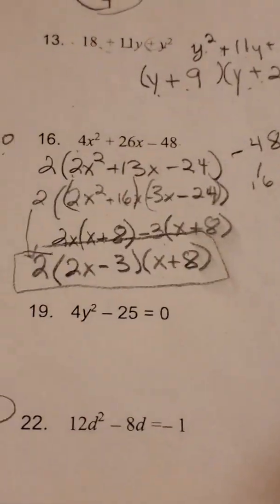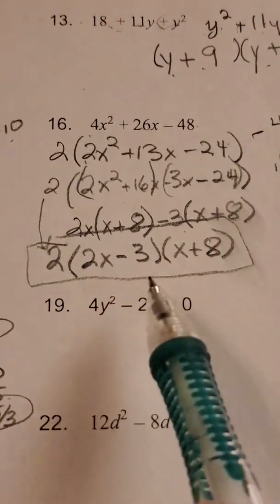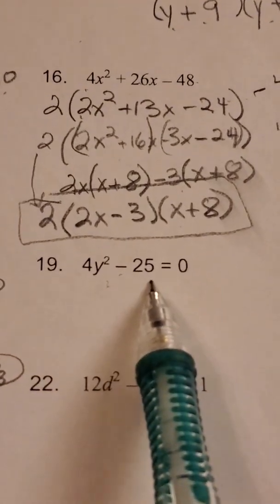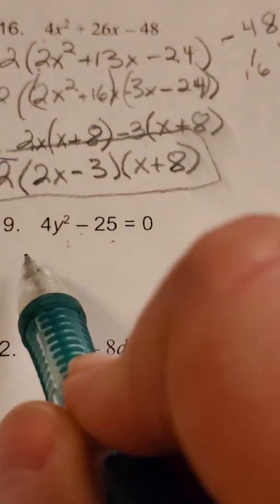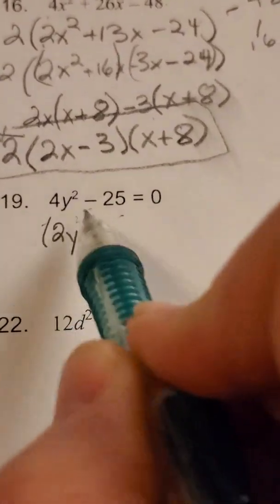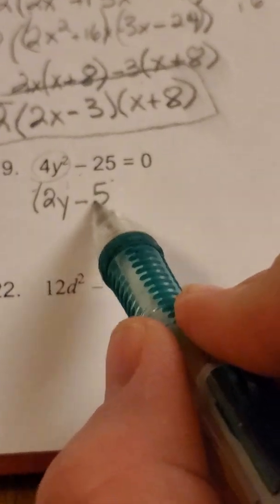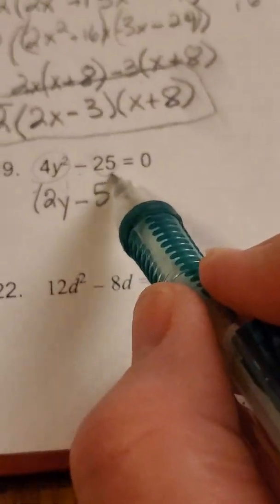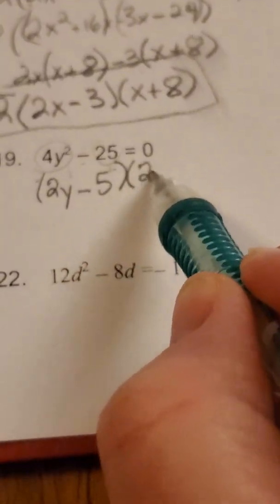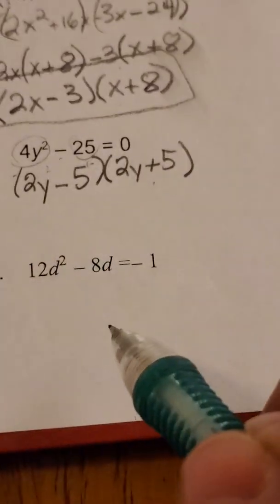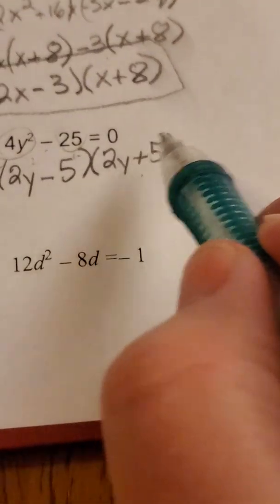Okay, on this one, this one is the difference of squares. You have a perfect square in the front, subtracting a perfect square right there. So I can write 2y, which is the square root of that, minus 5, which is the square root of 25, and multiply it times 2y plus 5. So it's just the opposite of that. Okay? And that equals 0.